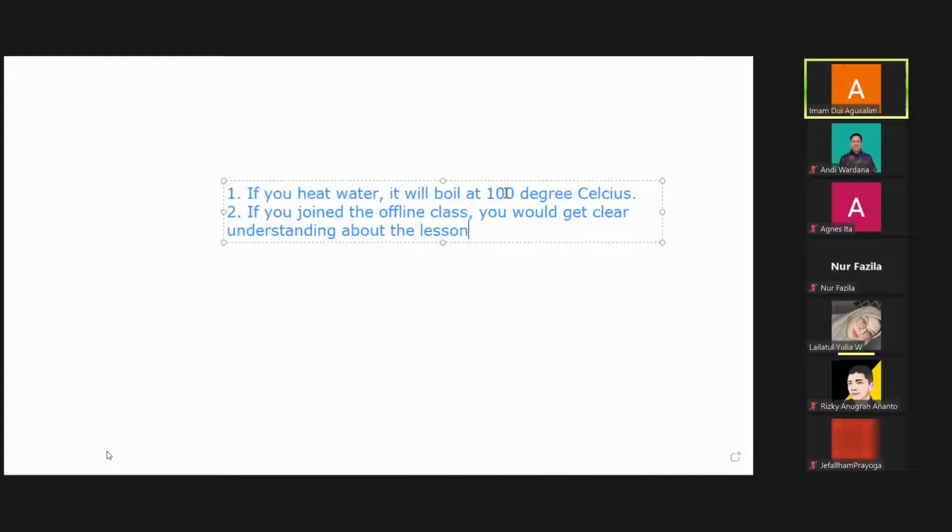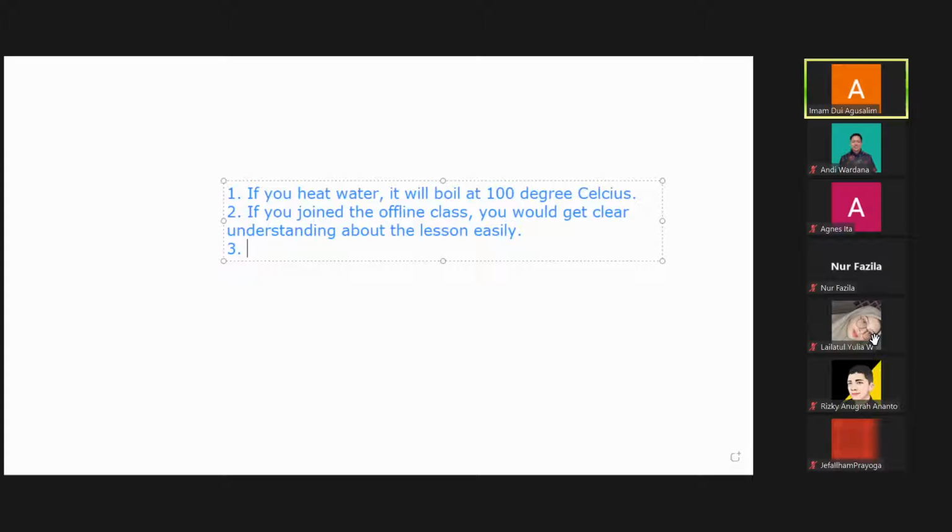Misalnya begini ya, if you join the offline class, you would get clear understanding about the lessons easily. For example like this. Nah, ini kalimat kita berandai-andai, jadi mengandaikan bahwa kalau kamu ikut kelas yang offline, kamu akan dengan mudah paham pelajaran itu. Oke, tapi faktanya adalah kelas kita tidaklah offline tetapi online. Oke, so your understanding probably is a little bit hard to get from the presentations. Jadi begitu ya.